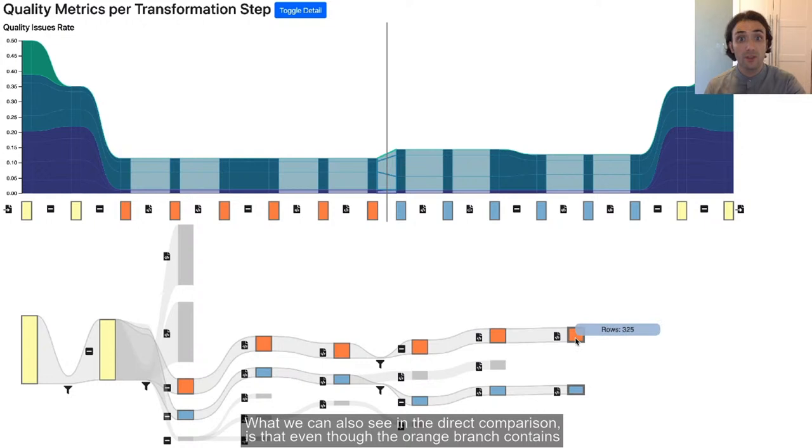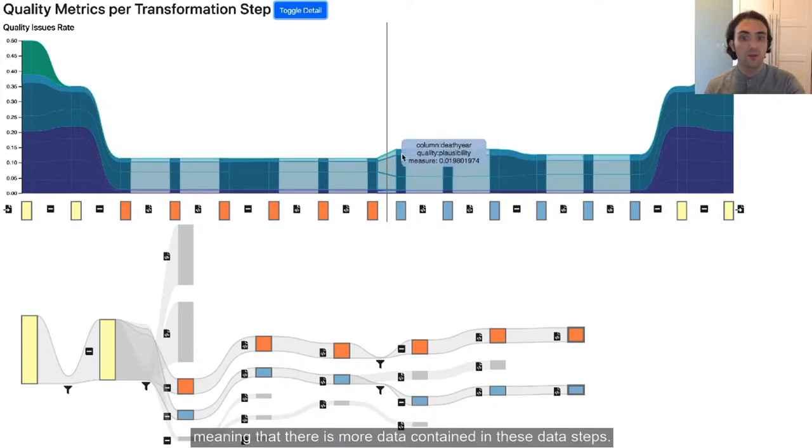What we can also see in the direct comparison is that even though the orange branch contains fewer issues in the provenance graph, we also see that the nodes are bigger, meaning that there is more data contained in these entries contained in these data steps.